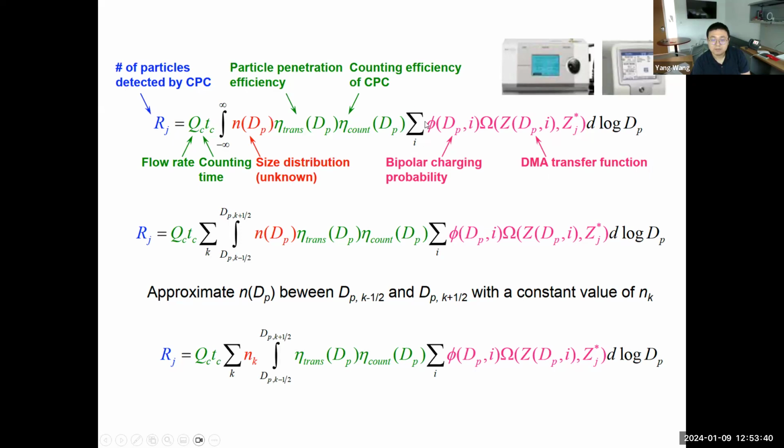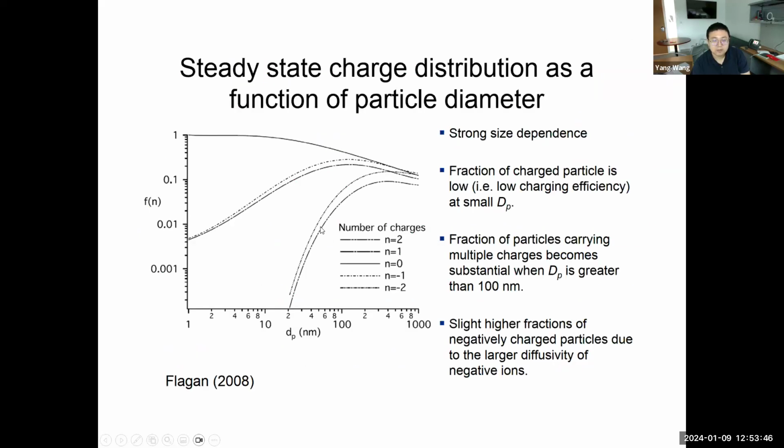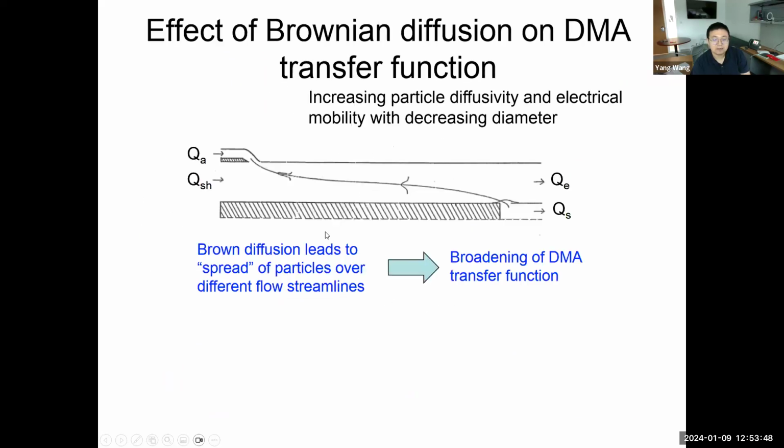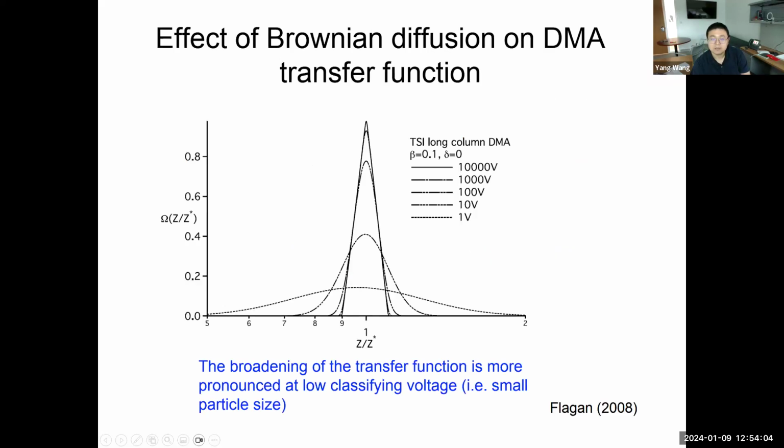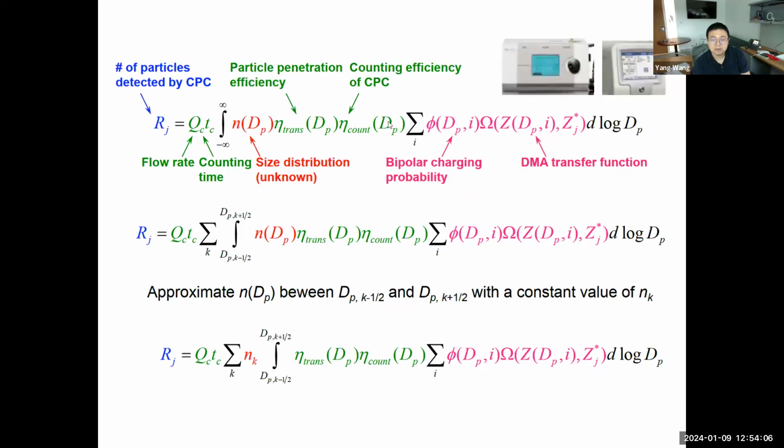And here there's another summation sign, mainly to show that not all of the particles are singly charged. So multiply charged particles may also get classified from the DMA, right? So for example, you have 10 nanometer particles singly charged. You may have, let's say, 15 or 20 nanometer particles, or between 15 and 20 nanometer particles, carrying double charges, and then they can also get classified, right? As long as they have the same mobility. So that's why you have to consider different charging scenarios.